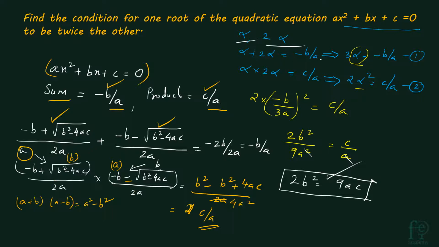Then alpha plus 2 alpha is equal to minus b by a, and alpha into 2 alpha is equal to c by a. Then you have to find out alpha from the first equation and substitute in equation 2. So you will be getting the form 2b square is equal to 9ac.